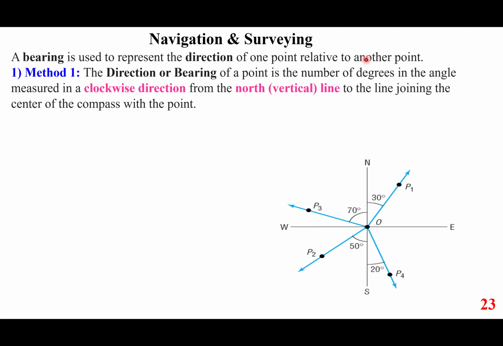Navigation and surveying, I want to remind you what that is. A bearing is used to represent the direction of one point relative to another. There are a couple of methods. Method 1: the direction or bearing of a point is the number of degrees in the angle measured in a clockwise direction, going this way, from the north vertical line to the line joining the center of the compass with the point. So basically from the north, you just figure out how many degrees, and that's it.